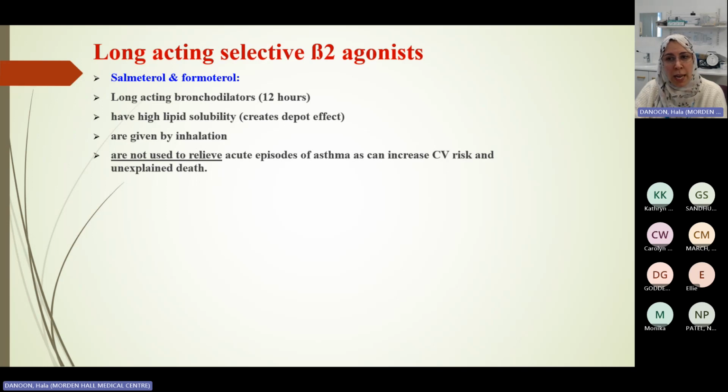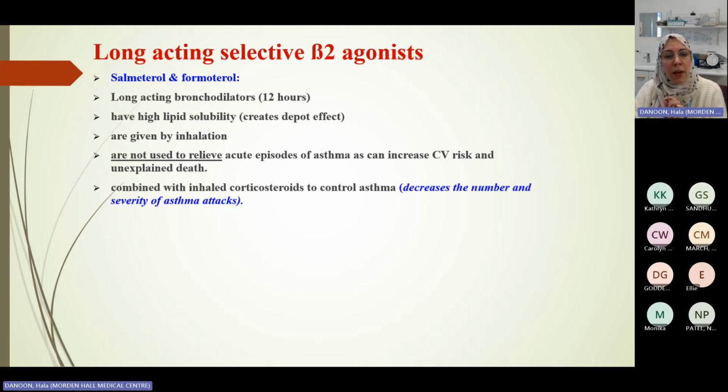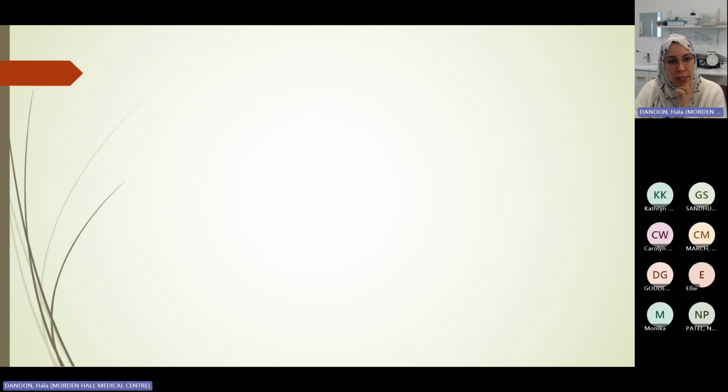So long-acting beta agonists, once upon a time, there used to be inhalers for long-acting alone, but they noticed that patients used them as a reliever, just as they use the salbutamol. But they've noticed that the increased use of these medications can increase the cardiovascular risk and unexplained death. And that's why we do not give them as a sole inhaler by themselves anymore. They are now combined with corticosteroid to control asthma, to decrease the number and severity of asthma attacks. They work really, really well when they're combined with a steroid inhaler.